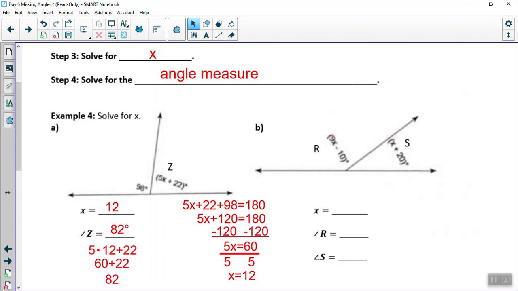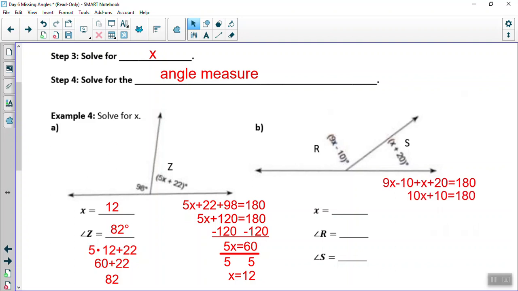So here, once again, I've got this straight line formed by angle R and angle S. These two angles are adjacent, so I'm going to add. Adjacent, add. All right, they make that straight line, so they're supplementary, which means they're going to add up to 180 degrees. So I'm going to take that 9x minus 10, and I'm going to add it to the x plus 20. So 9x minus 10 plus x plus 20.